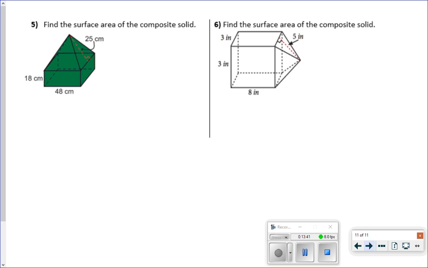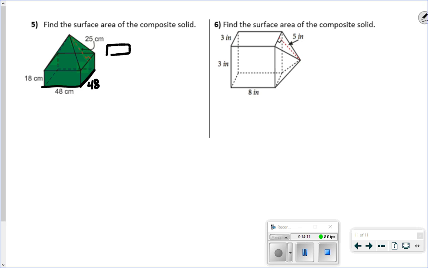Okay, last 2 problems here are composite solids. Let's go ahead and work through number 5 together. So for number 5 here, I've got a rectangular prism at the bottom and I've got a square pyramid at the top. Now, they don't tell me this side, this part right here, but it looks like a square, and since they don't tell me otherwise, I'm going to go ahead and just make the assumption that that side is also 48.